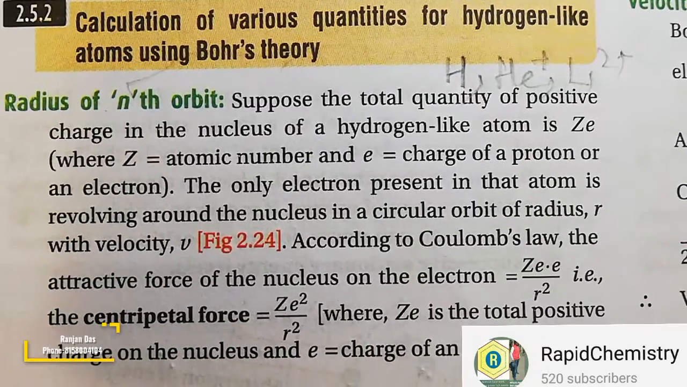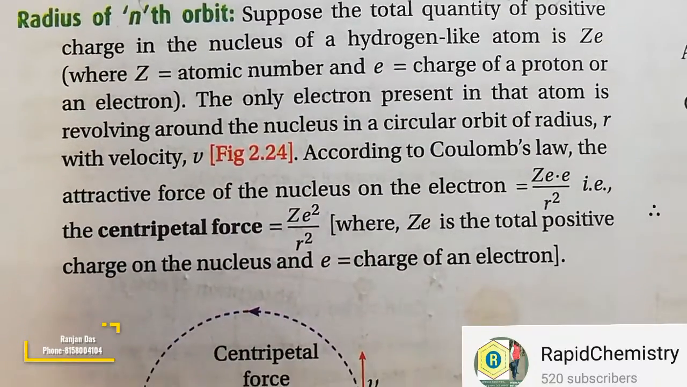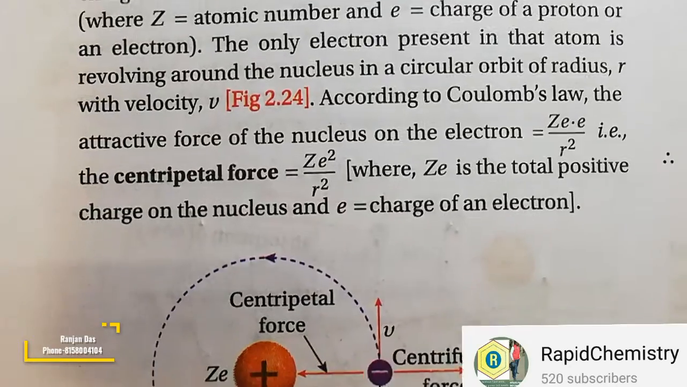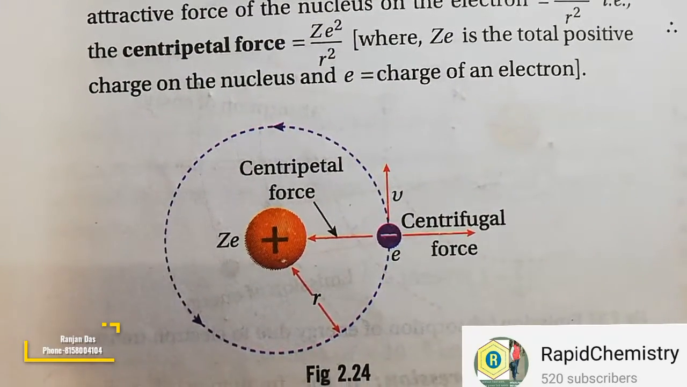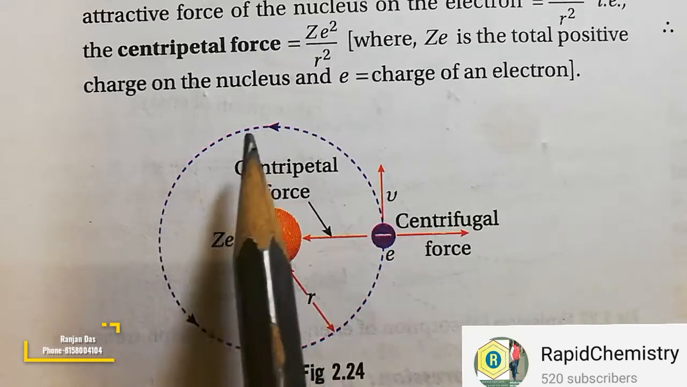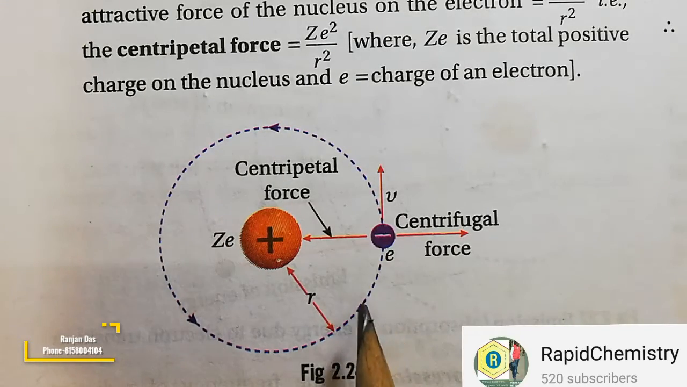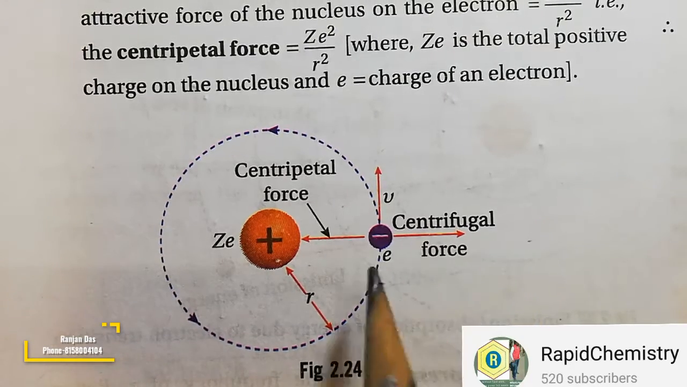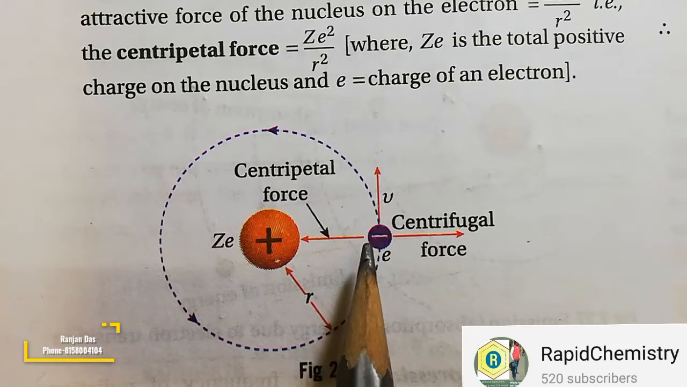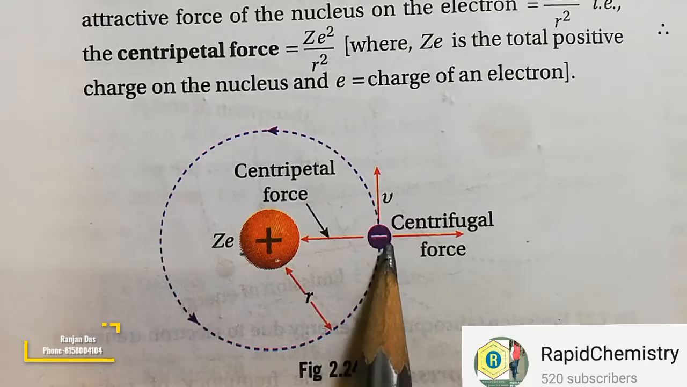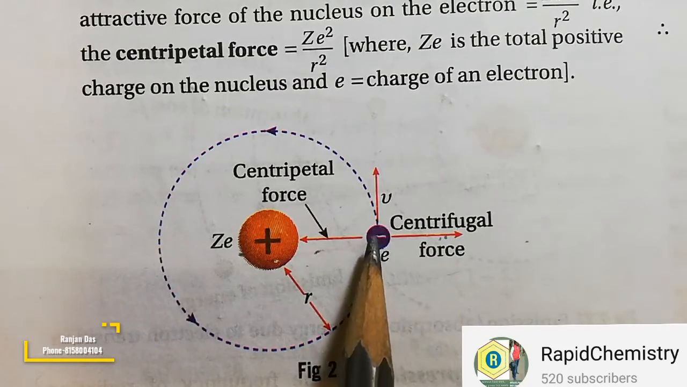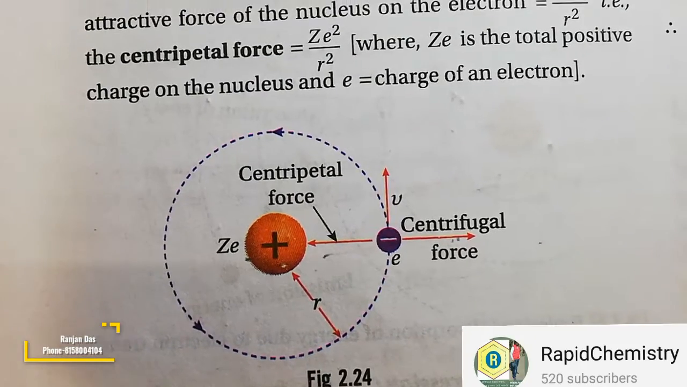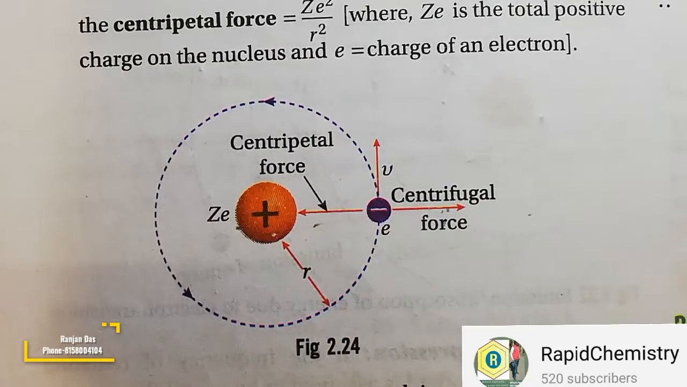For hydrogen-like atoms, Niels Bohr calculated the radius of the nth orbit by simple basic understanding. Look at the figure here. Whenever an electron is revolving around a specific path, the centrifugal force acts away from the nucleus and the centripetal force acts towards the nucleus. Due to the balancing of these two forces, the electron moves around the nucleus.